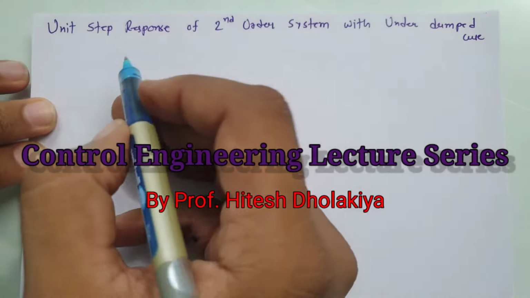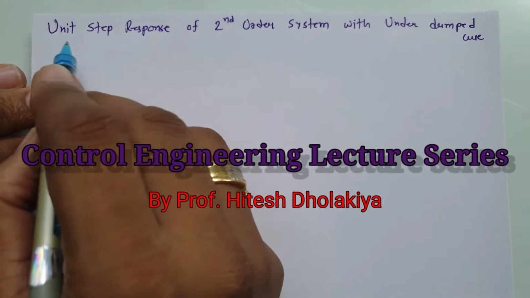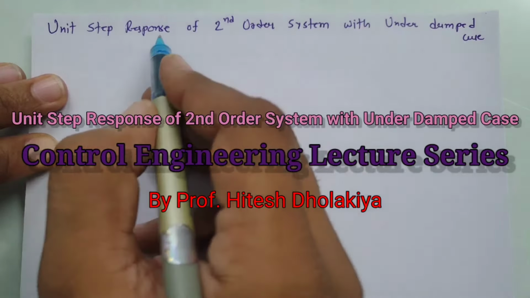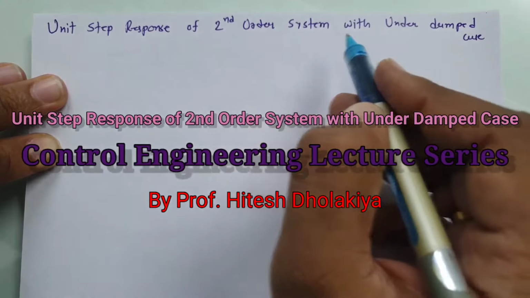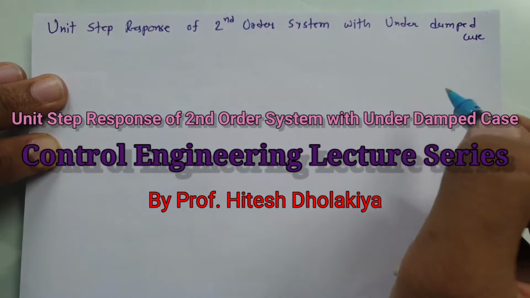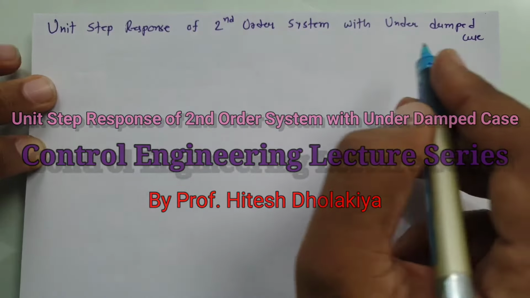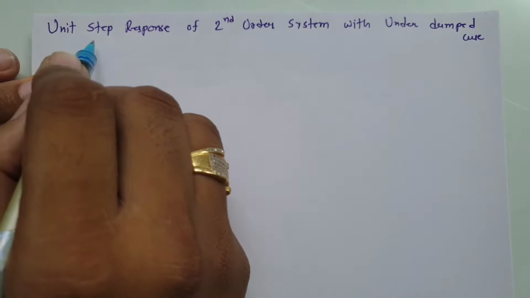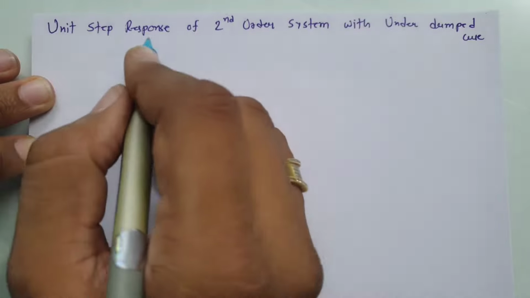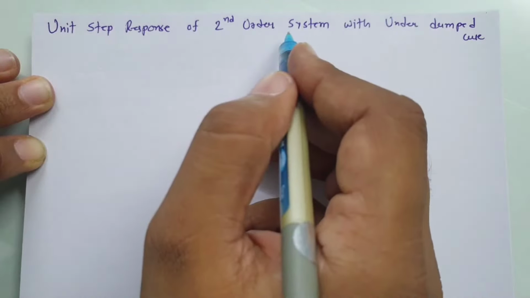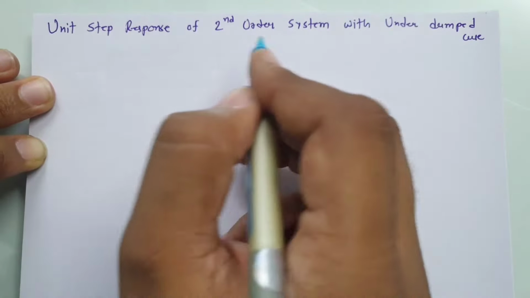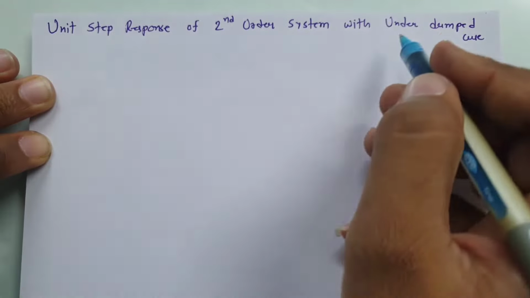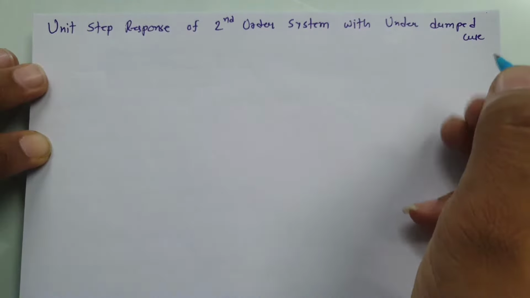I, Professor Hitesh Dholakia, am going to explain the unit step response of a second order system with the underdamped case in this video. Here our input is a unit step input and our agenda is to observe the response, meaning the output, of the second order system, provided the underdamped case is there.